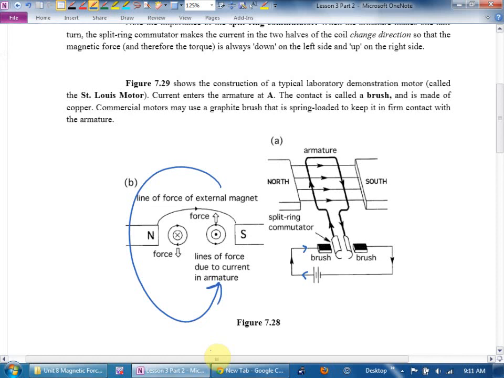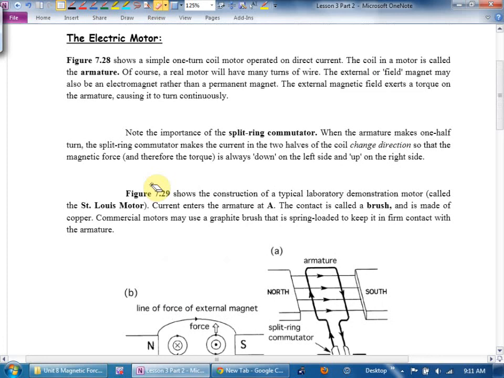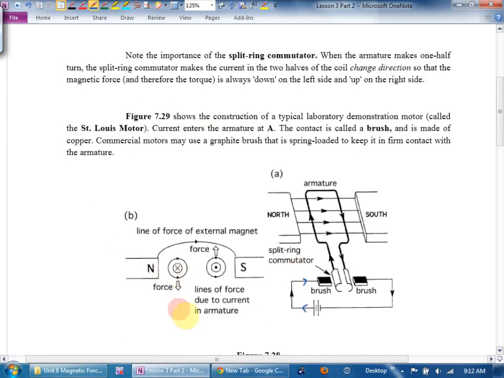So, let's read through this. The coil in a motor is called the armature. That's a word you need to know, so let's underline it. Of course, a real motor has many, many turns of wire. Some electric motors will just have a permanent magnet. Some will have an electromagnet right there. So the external or field magnet may be an electromagnet rather than a permanent magnet. Most of them, though, are just a little permanent magnet. The external magnetic field exerts a torque on the armature, causing it to turn. Because there's a force down right there, a force up right there, and so it's going to spin.